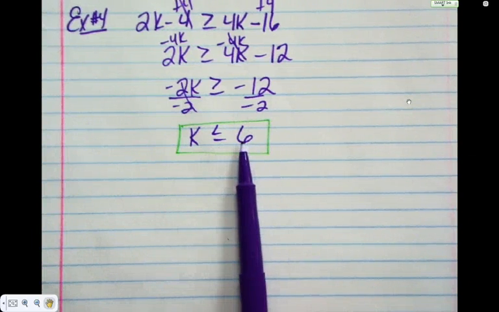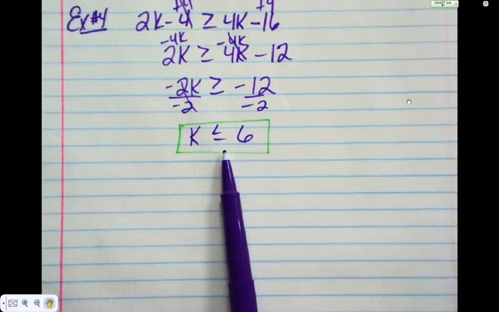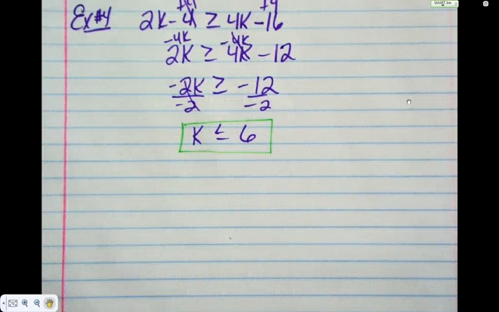Where did those negatives go? Why is it positive 6 on the right-hand side? Where did the negatives go? Yep, so negative divided by negative equals positive. Who got that one? Good job, high five to you people.